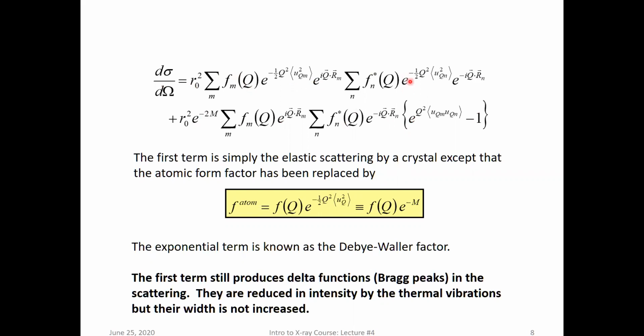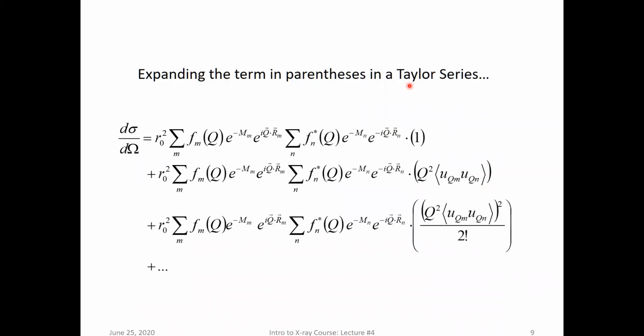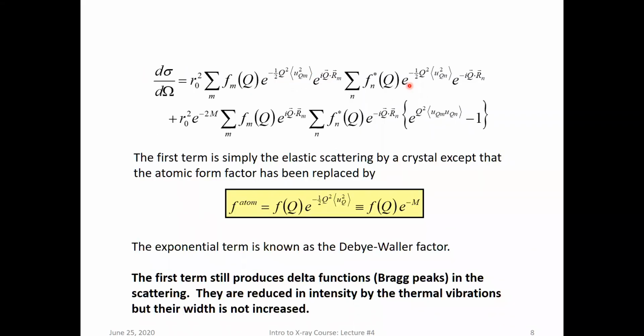But this initial term up here is just the original scattering, now with the Debye-Waller factors reducing the intensity. If we now look at this term, whatever came out of the Bragg peaks has to go into the diffuse scattering. All those photons go someplace. And so what we're going to do then is expand this exponential.